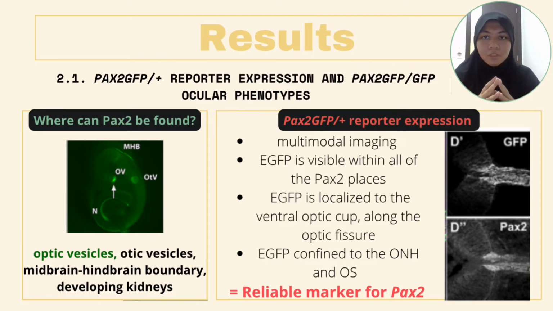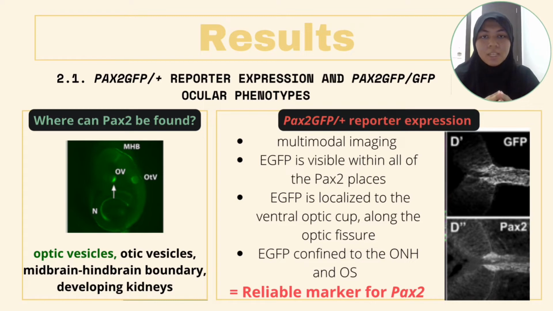So let's talk about the PAX2 GFP plus reporter expression. Why do we want to look at the PAX2 GFP plus reporter expression? This is so that we can confirm that the PAX2 GFP plus reporter gene is a suitable marker for us to mark the location of PAX2. We have to properly confirm this to avoid mistakes when using the PAX2 GFP plus in future experiments. Before that, let us first see where PAX2 can be found. It can be found at optic vesicles, midbrain, hindbrain boundary, and developing kidneys.